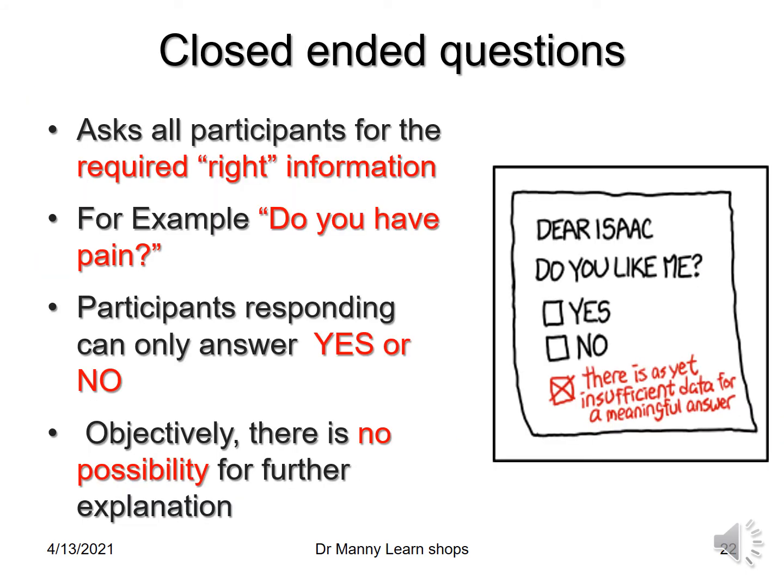Now, closed-ended questions ask all the participants for the required right information. For example, do you have pain? The participants responding can only answer yes or no. They answer objectively, and there's no possibility for further explanation. Do you have pain? You either have it or you don't.